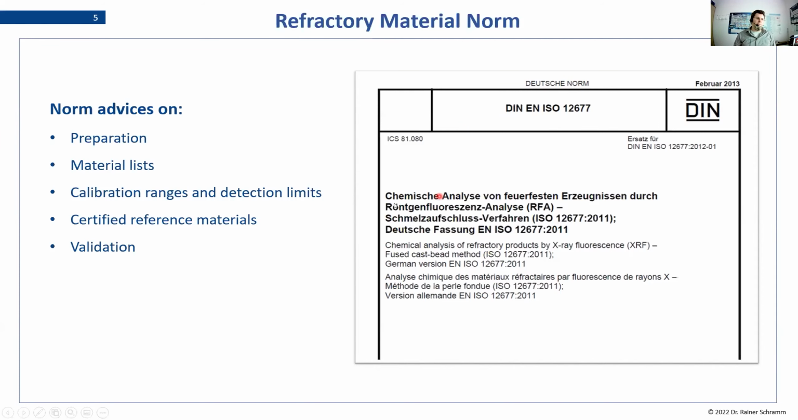There is the German norm about the analysis of refractories in fluorescence. That's basically the title. And it's quite a nice document, since this one gives you a lot of details and tips and advice on how to do preparation for the different materials in the list, and also gives you an idea about what ranges of calibrations, detection limits, and so on, and CRMs and validation. So it's a pretty big list of all the details. When you want to set up an application for a specific material from the list, you can find a lot of information in the norm, and our methods are based on this norm.